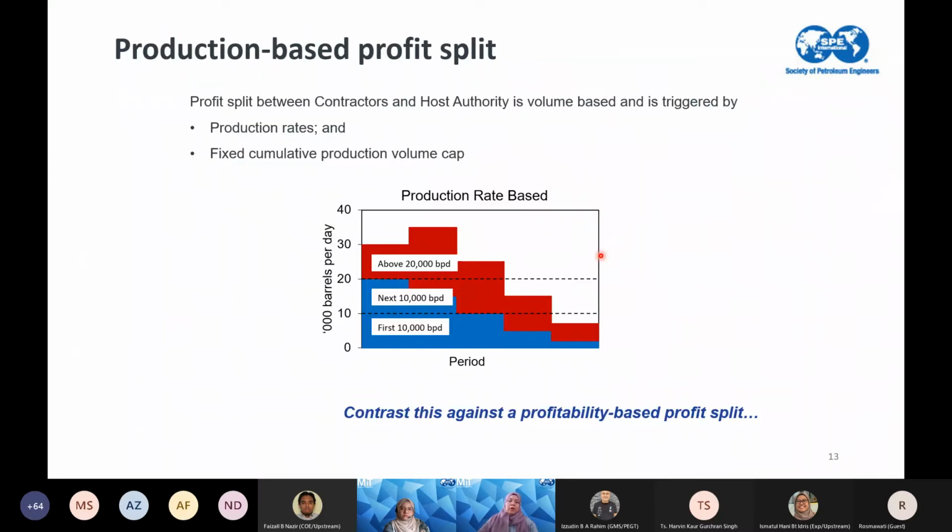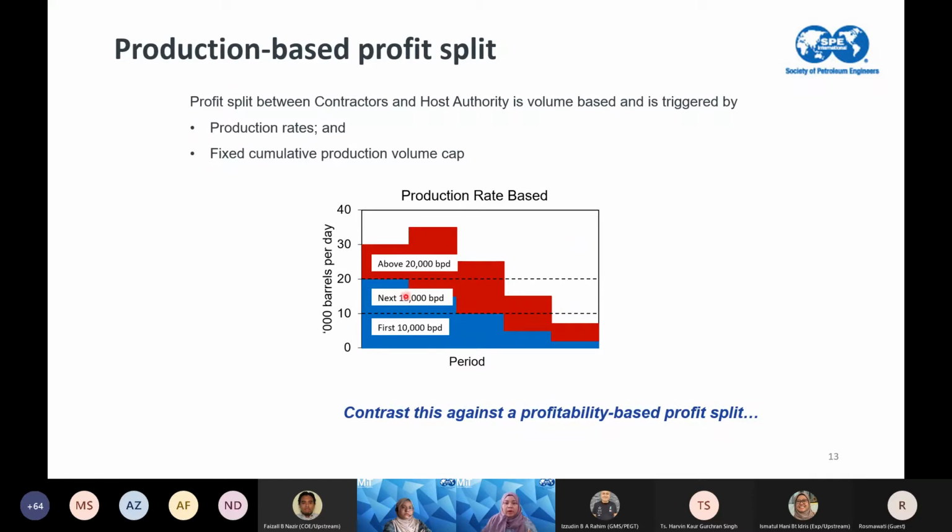Okay, so I mentioned the 85 PSC is production based. What does that mean? Essentially, the profit split between the host authority and the contractor is determined based on how much the contractor or the asset is producing. In this particular example, for the first 10,000 barrels, they could specify 80-20. For the next 10,000 barrels, you get 70-30. Whatever you produce above 20,000 barrels, for example, could be 60-40: 60% to the contractor, 40% to the host authorities.